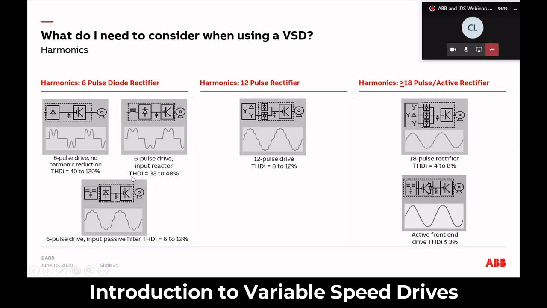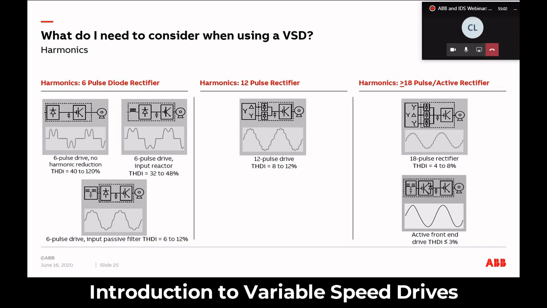On the left-hand side, we've got the typical harmonics for what we class as a 6-pulse diode rectifier. The best way to think of the pulse is the number of components, or the number of diodes on the input. So a 6-pulse drive or rectifier just means there are 6 diodes on the input.